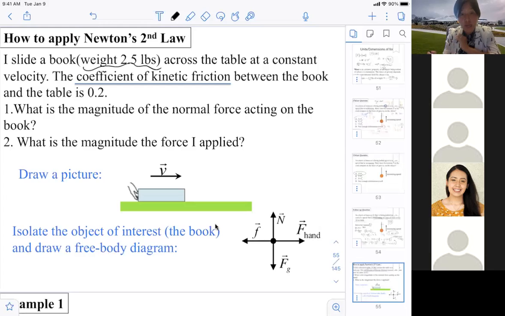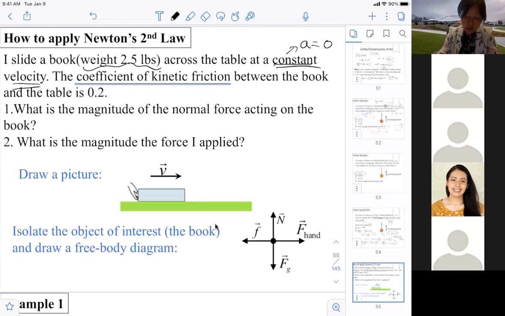If you need the mass, you can find that. But that is a weight. You slide it across the table, so you are holding this book at all times. Slide it across at a constant velocity. That is important information because whenever I see constant velocity, I know acceleration is what? It is 0.